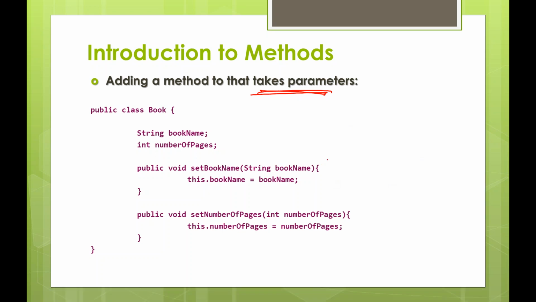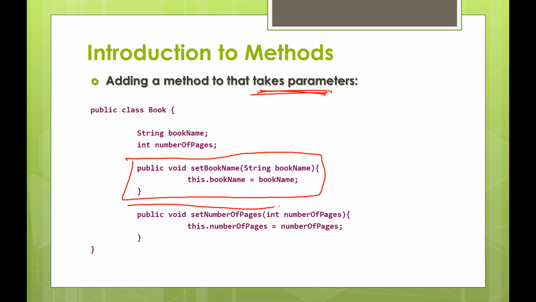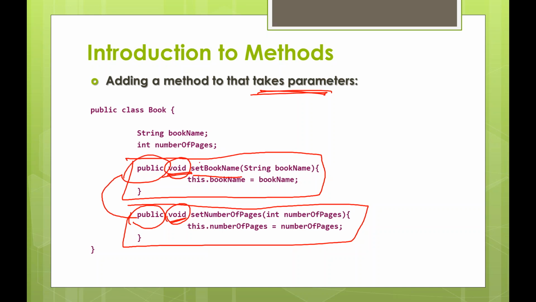So we have another two methods. This method name is set book name, and it does not return anything, which is why we have specified it as void. This also does not return anything, so we have specified it as void. These two are access specifiers, then the names of the methods, but it takes a string as a parameter. This is your type, this is your identifier.